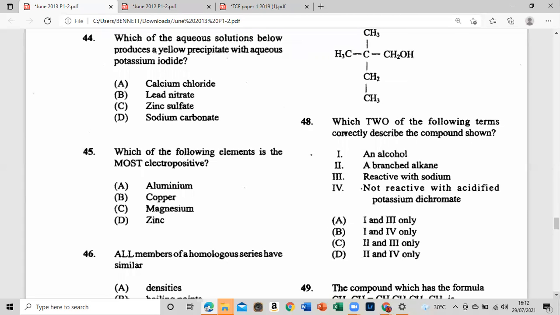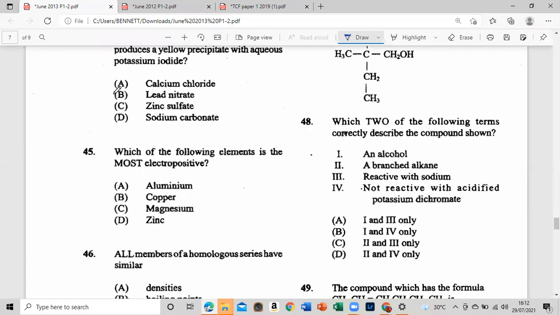For 44 now, which of the following aqueous solutions produces a yellow precipitate with aqueous potassium iodide? Is it calcium chloride, lead nitrate, zinc sulfate, or sodium carbonate? And that is the lead nitrate.